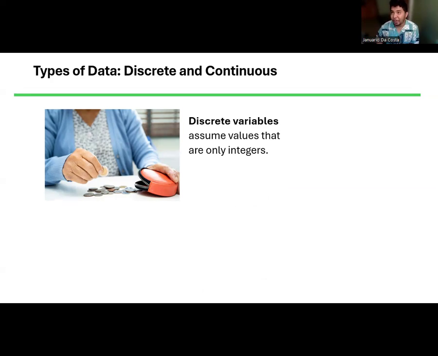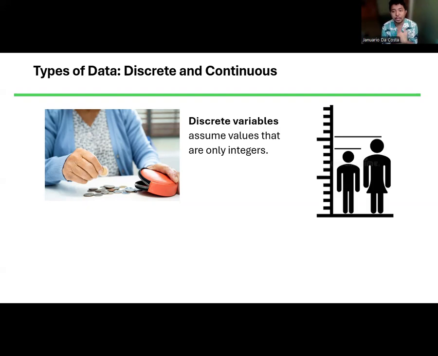It cannot be 1.2 coins. It's not possible. Or it cannot be 3.5 coins. It can only be 1 coin, 2 coins, 3 coins, 4 coins, 5 coins, which only have an integer value. Discrete variables are variables that can only assume integers 1, 2, 3, 4, or 5, and so on. That's what we call discrete variables.